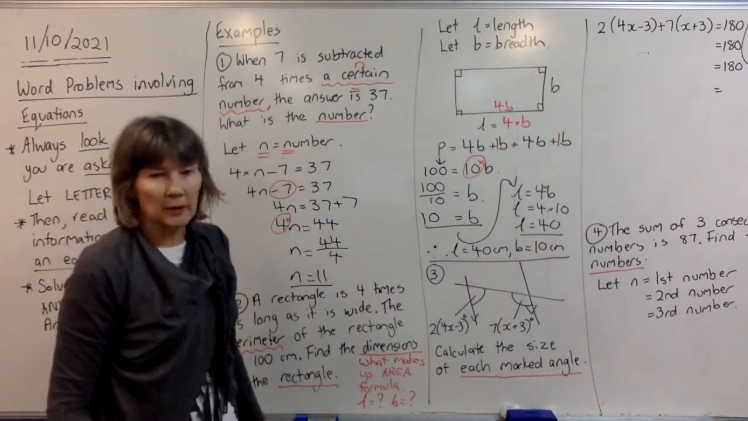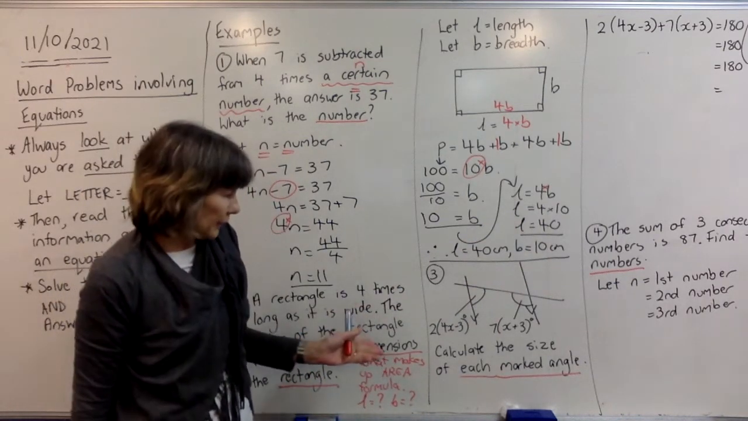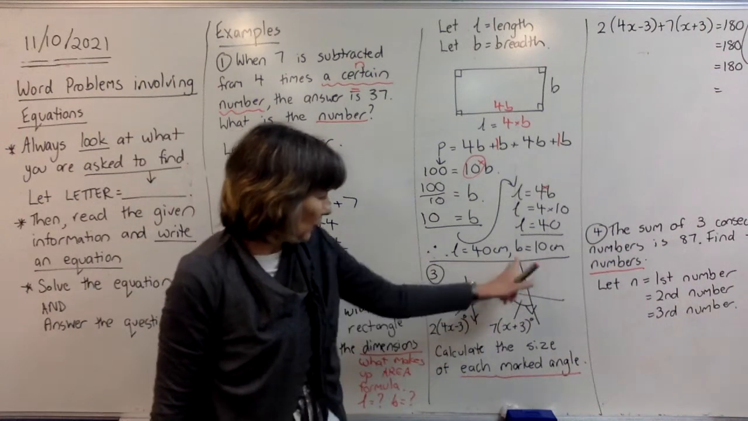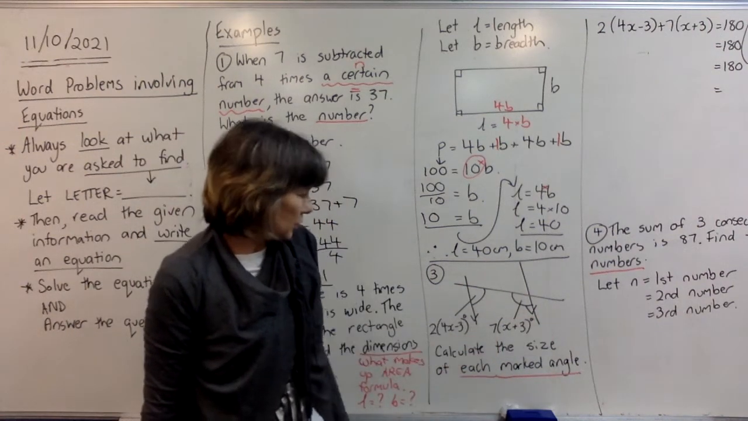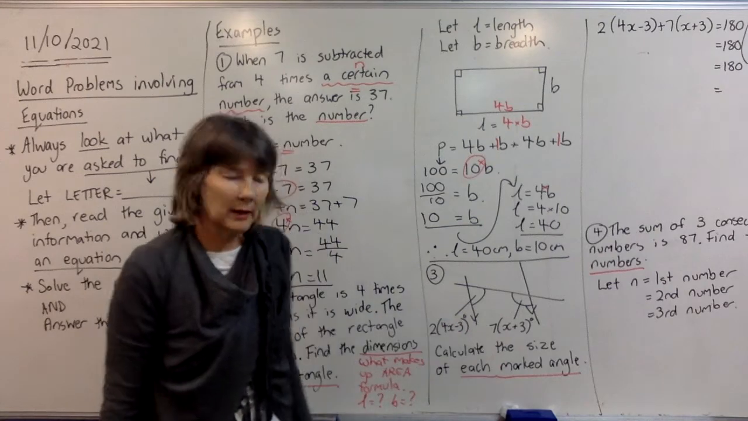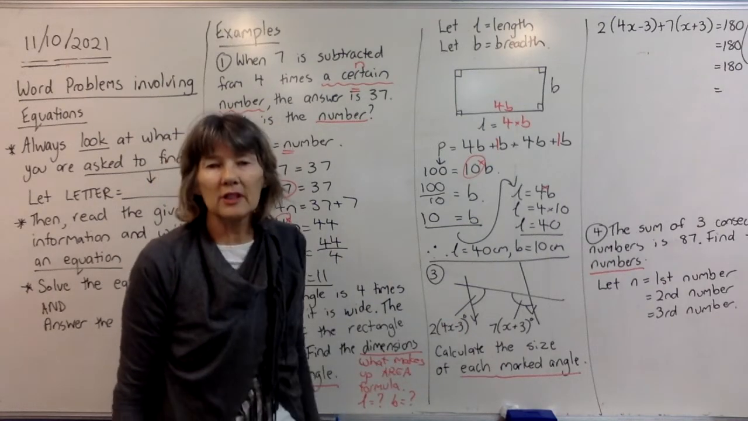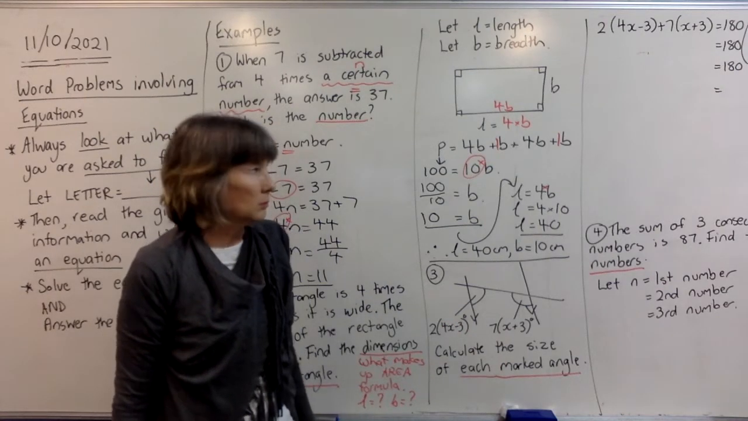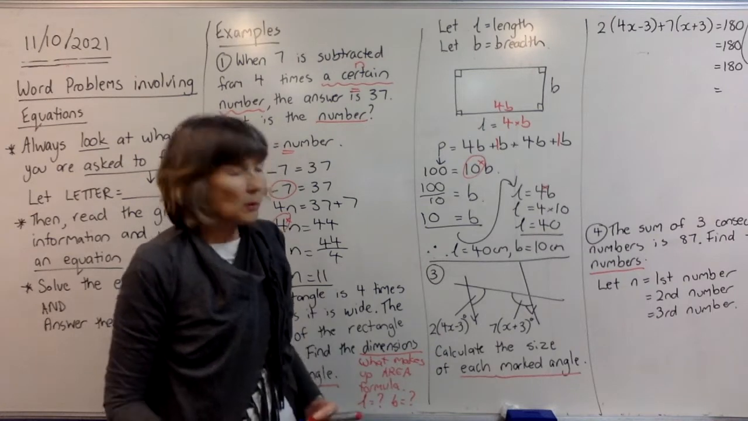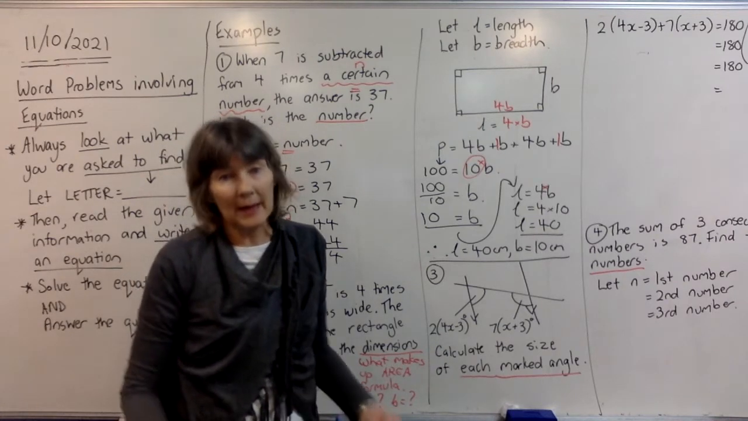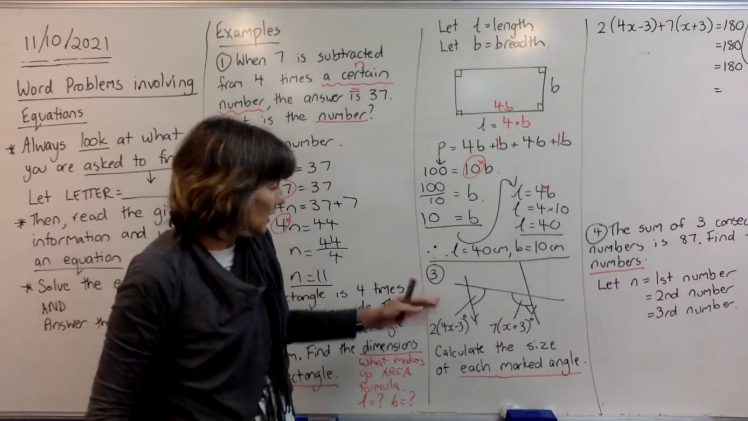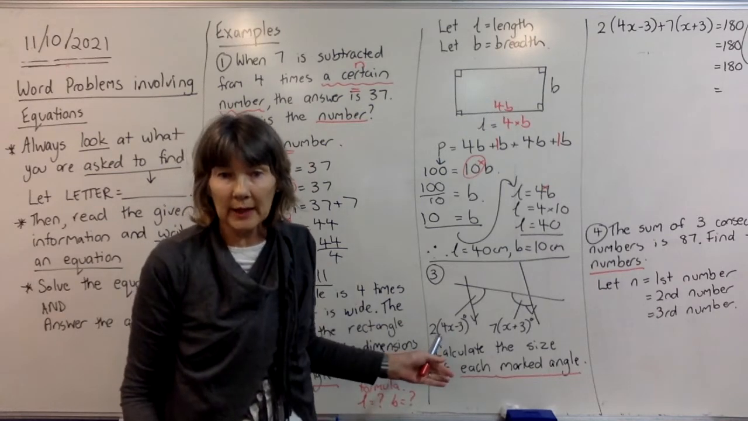Okay, the next question. Now this one, they've given you a diagram. It's got two parallel line marks with these arrows, and they've got a couple of angles in there. So it says calculate the size of each marked angle. Now in this one you don't actually really have to say let anything equal anything because the letter's already there. We've got x's already here.